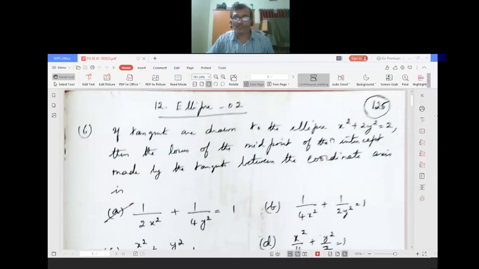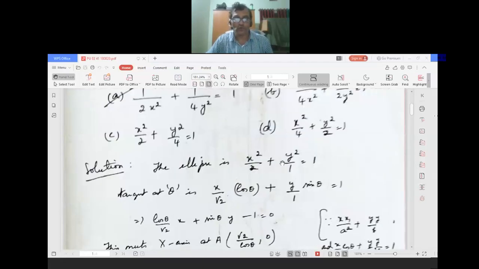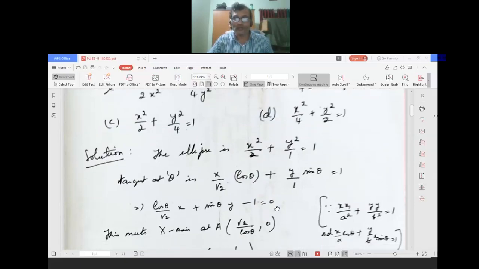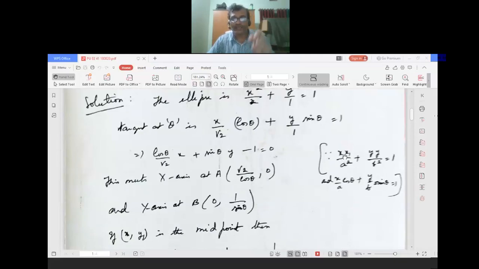Okay, we take the ellipse first and write it in the standard form. The standard form of the ellipse is x squared by a squared plus y squared by b squared equals 1. So dividing by 2 throughout, I get x squared by 2 plus y squared by 1 equals 1. Now the tangent at theta, the equation of the tangent is x1 by a squared plus y1 by b squared equals 1, and in another form, x by a cos theta plus y by b sin theta equals 1. Remember where a and b come from. Any form which is easy for you, you can use.